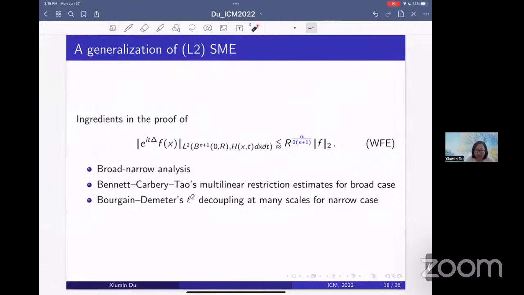Here are some ingredients in the proof of the weighted Fourier extension estimate. We used a broad narrow analysis. This broad narrow analysis appears in many others' work on the Fourier restriction problem. In the broad case, there is some multilinear structure, so we can apply Bennett-Carbery-Tao's multilinear restriction estimates directly. And in the narrow case, the contributing frequencies are concentrated around a subspace of a lower dimension. So in this case, we can apply the Bourgain-Demeter L2 decoupling inequality in that lower dimension and do induction on scales.